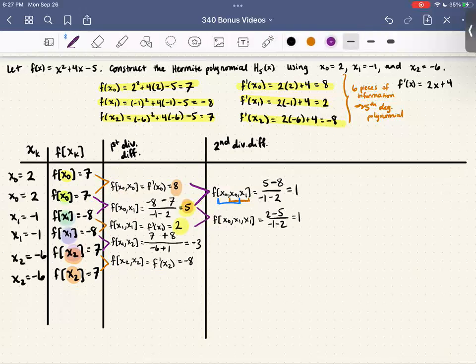Okay. And then I'll go down and compute this next divided difference. I've got x1, x1, x1 repeated, so I just list that once, and x2. So f x1, x1, x2. That will be -3 minus 2 over x2 minus x1, -6 minus -1. That'll leave me with a 1. And then I have my last divided difference in this column, x1, x2, x2.